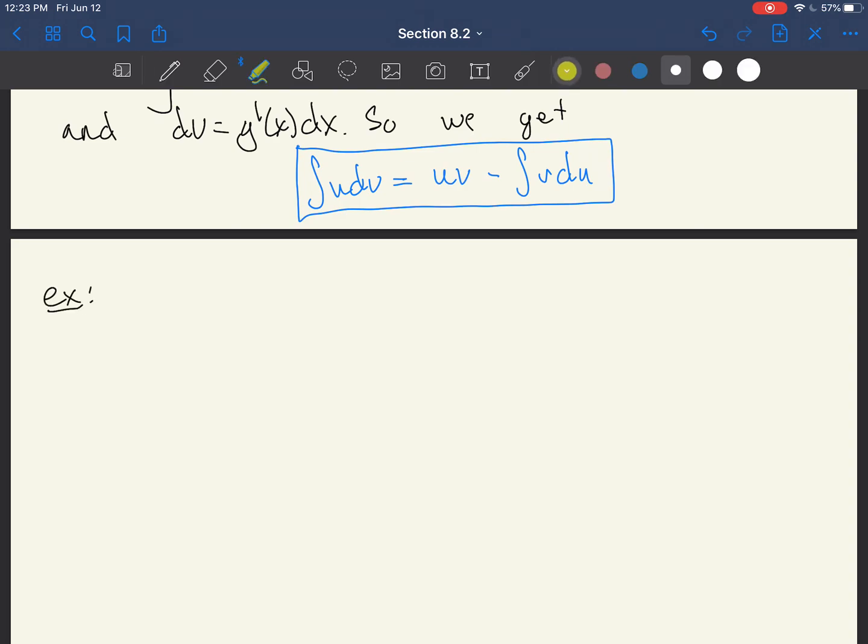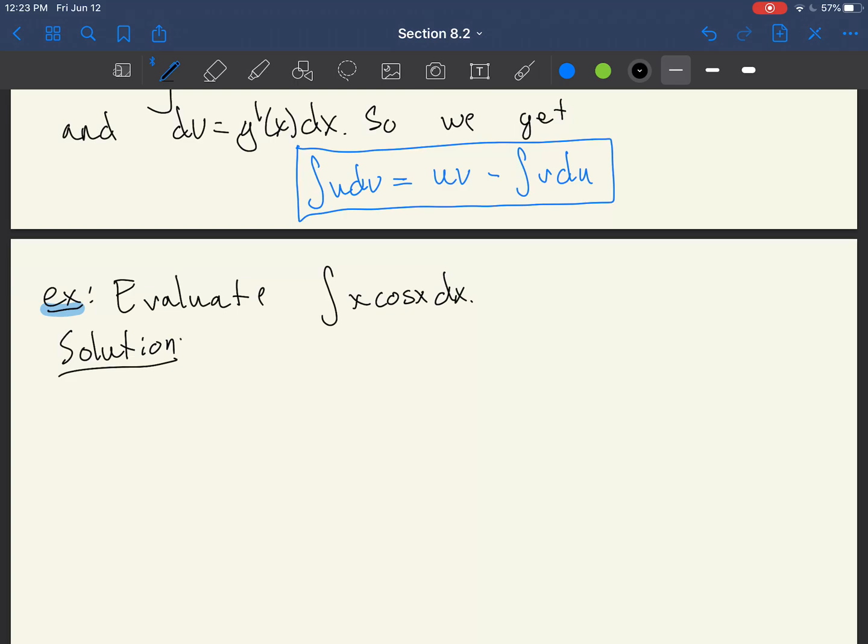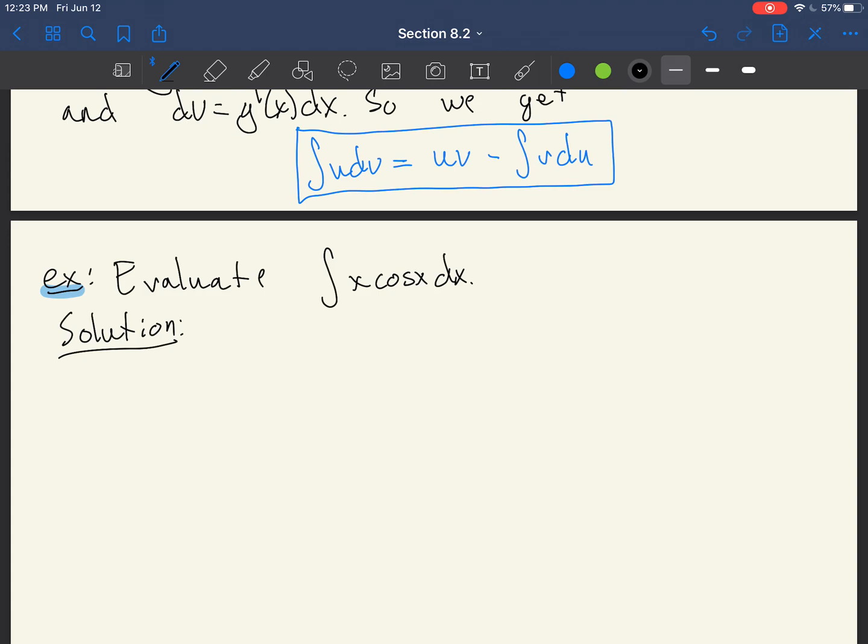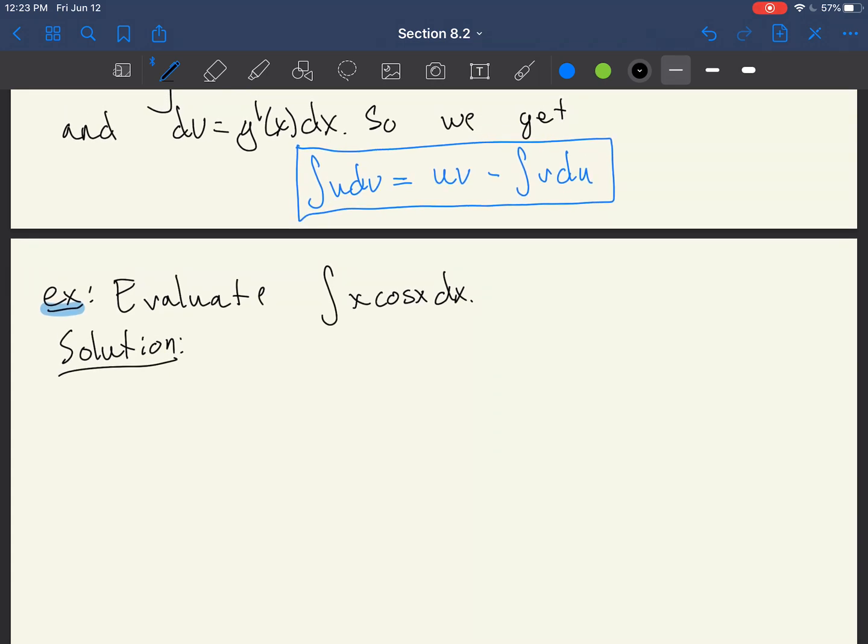It's still a mouthful. So the best way of seeing this in action, to see it's really not that bad, not as intimidating as it looks, is to just do an example. Evaluate the integral of x cosine x dx. Looking at this, you can't just straight integrate it. You can't do a u-substitution because there's nothing to substitute that would get rid of all of the variables. So we're going to use integration by parts, and it's especially obvious because we have a product of two functions.